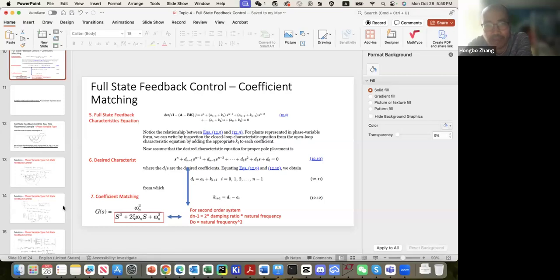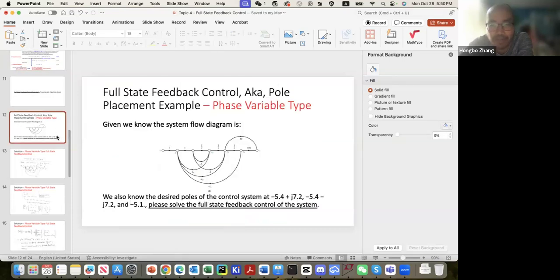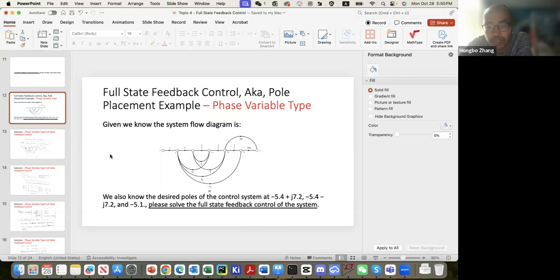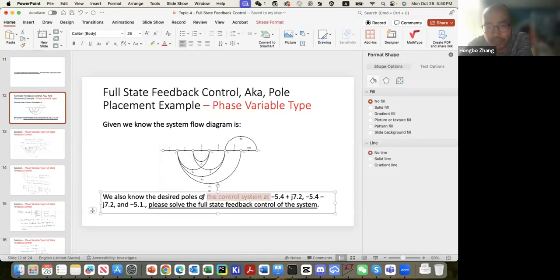Alrighty, so rather than just using a bunch of MATLAB commands to do things, I want to show you how we do it behind the scenes. All right, this is the first example. Given this first example, we know the desired pole location, which is this. By the way, based on these three poles here, what's the size of the state space? Anyone know?